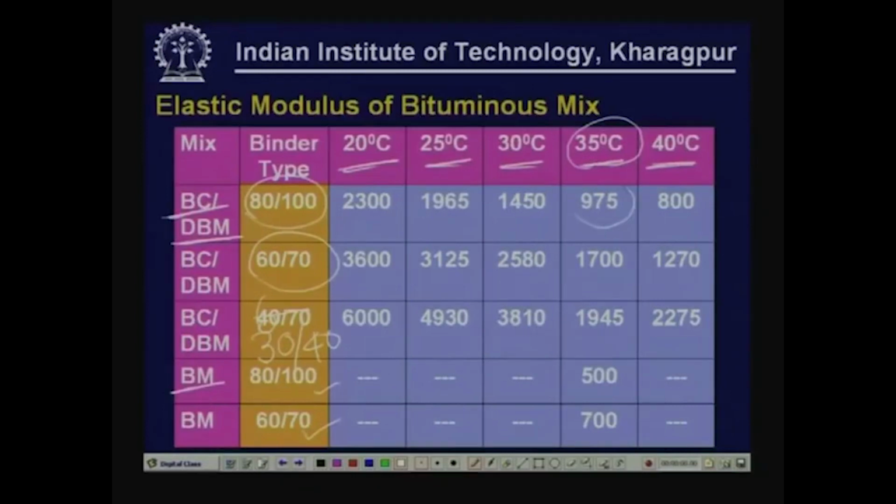a modulus value of 975 can be considered if 80-100 bitumen is used. For the same temperature, if 60-70 bitumen is used, a value of 1700 MPa can be used. These are all in MPa. And this value increases to 1945 or 1950 if 30-40 binder is used.